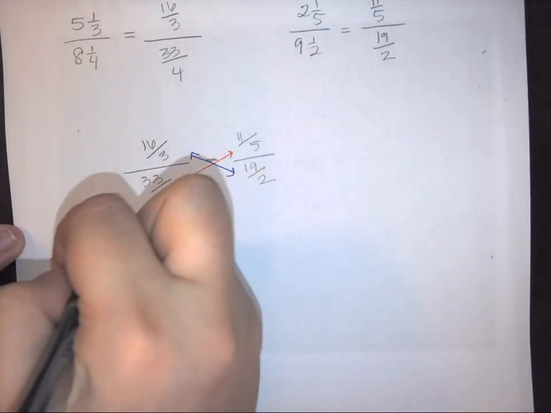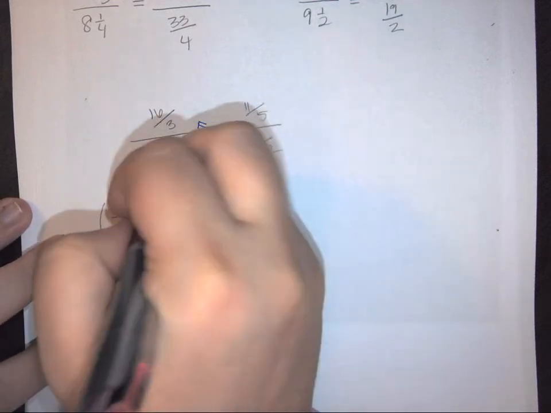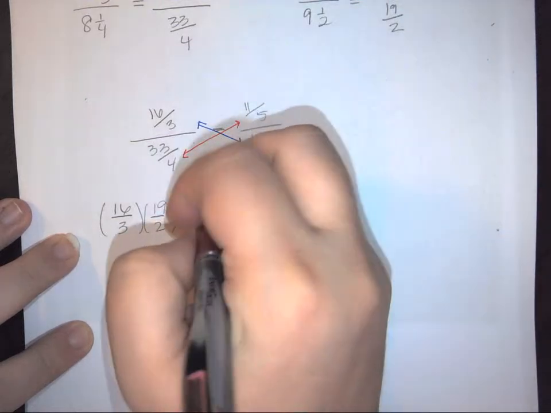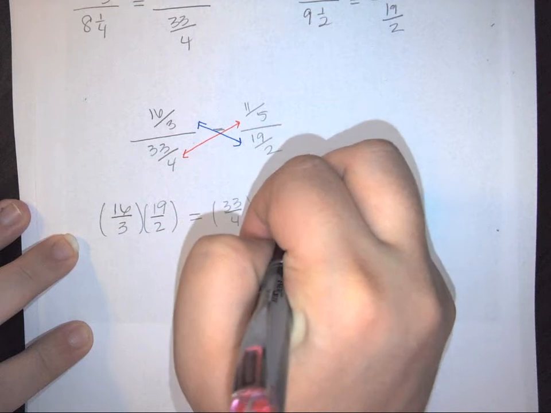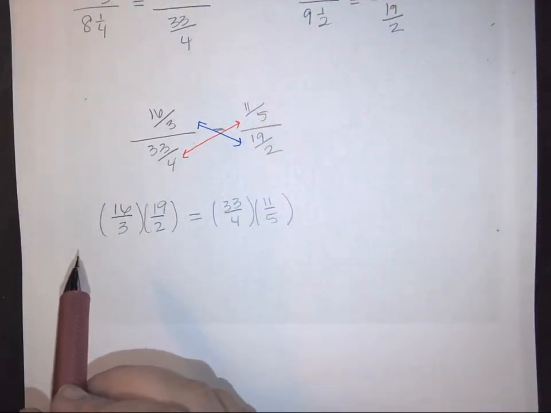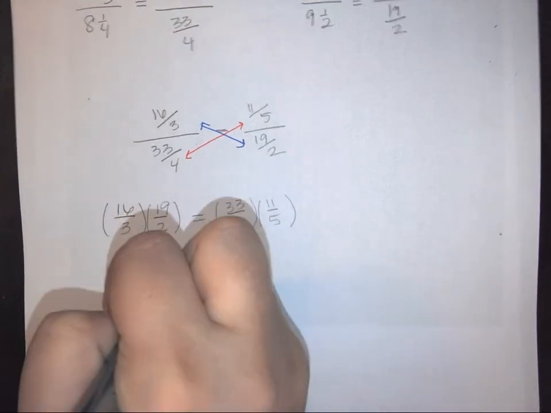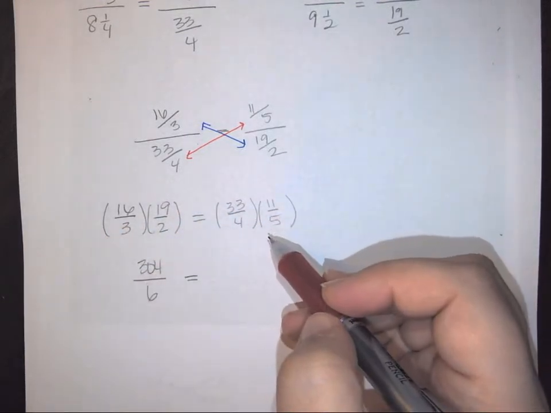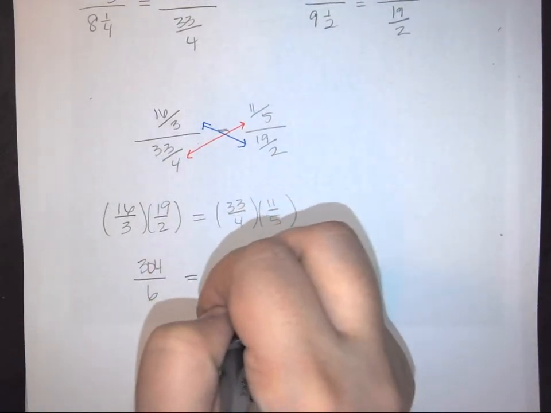So if we had done it that way, then we would have been set up with 16 over 3, and we're multiplying that by 19 over 2, and we're checking to see if that equals 33 over 4 times 11 over 5. So on each of these you would multiply, so we would go straight across the top, 16 times 19, which gives you 304 over 6. And then on the other side we have 11 times 33, which gives you 363 over 20.